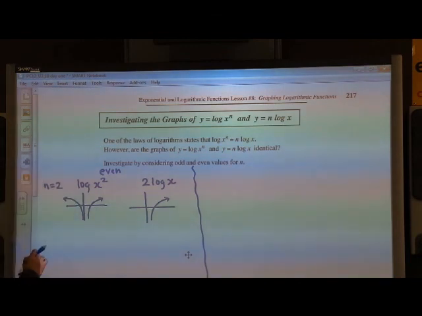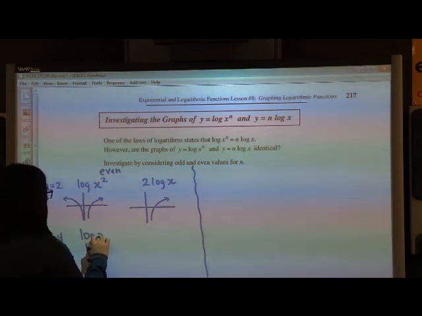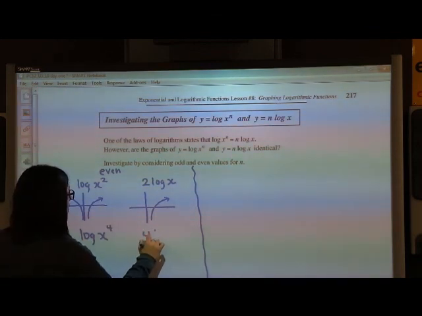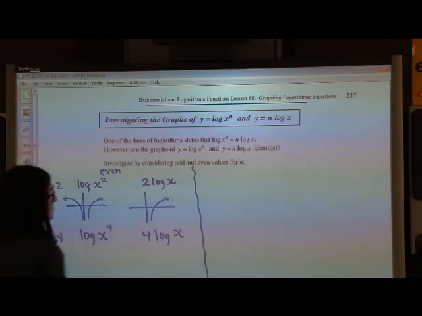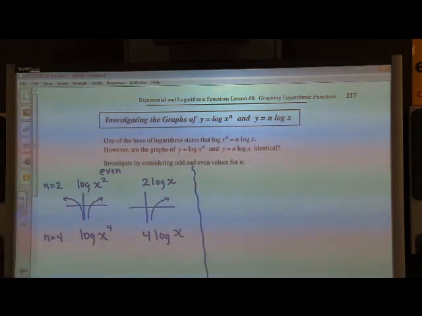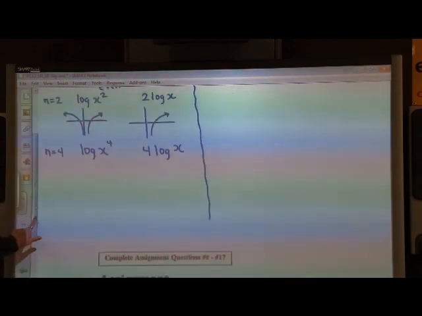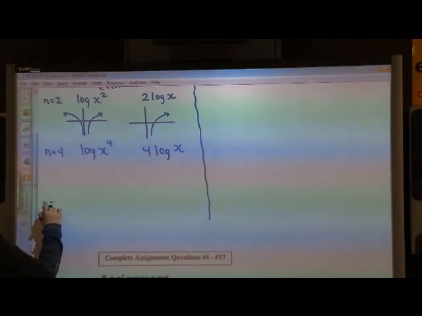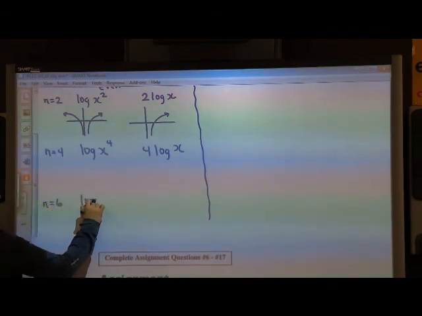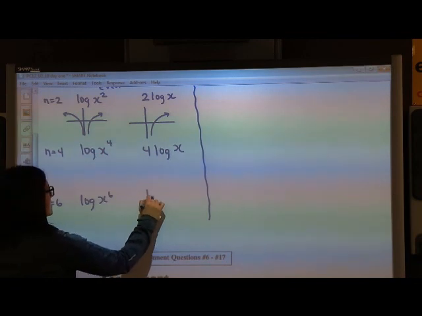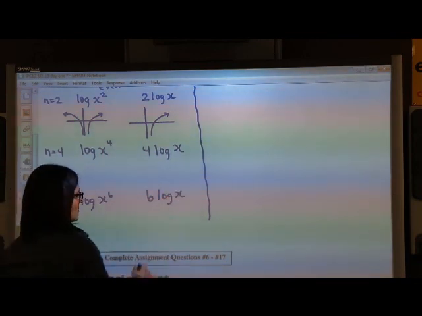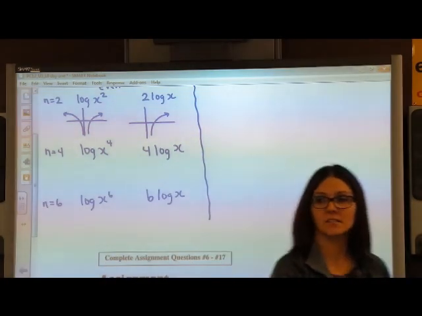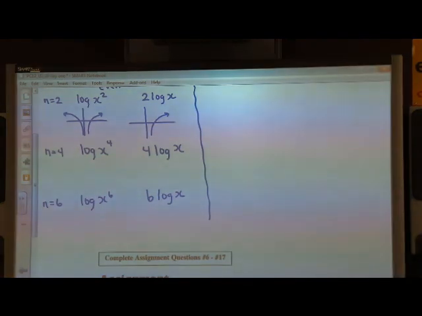So let's try the same thing if n is equal to 4. So then I have log x to the power of 4 and 4 log x. And do the same thing if n equals 6. So log x to the power of 6 and 6 log x. I'll give you a couple of moments to graph those and sketch them.